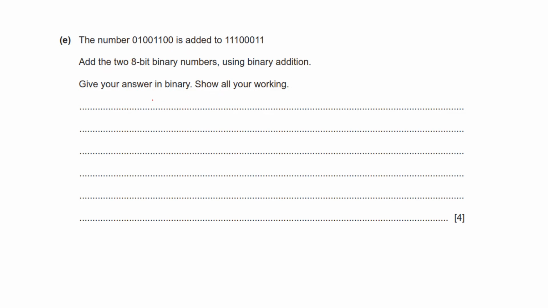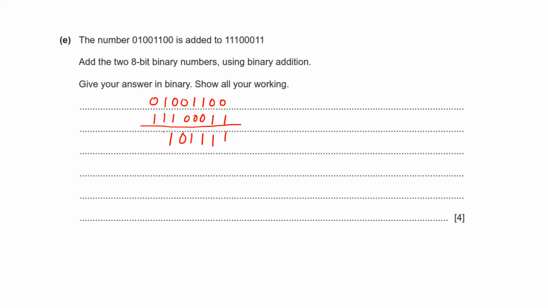So first of all, let's add these numbers: 0, 1, 0, 0, 1, 1, 0, 0. The second number is 1, 1, then we have three zeros, then we have three ones. Okay, just add them together. 1 plus 0, 1. 1 plus 0, 1. Then we have 1 plus 1. We have 1 here. Then we have a 0. Then we have 1 plus 0, 1.